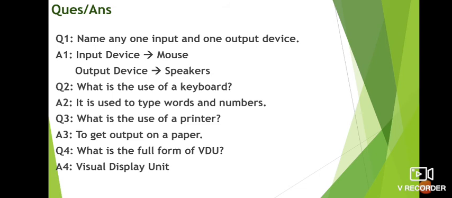Question number 2 is, what is the use of a keyboard? Answer is, it is used to type words and numbers. Question number 3 is, what is the use of a printer? To get output on a paper. And question number 4, this is an extra question answer I have written, because in this chapter you have only one extra question answer. So I have written here only. Question number 4, what is the full form of VDU? So the full form of VDU is Visual Display Unit.